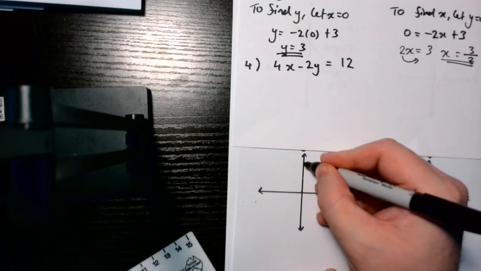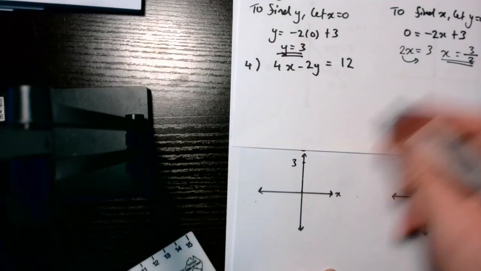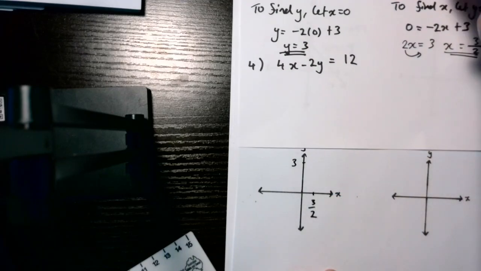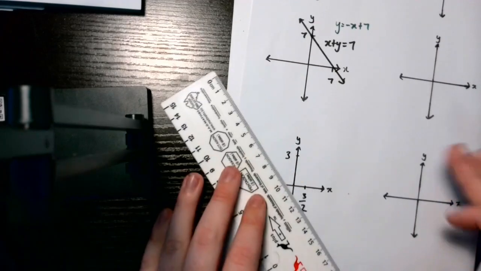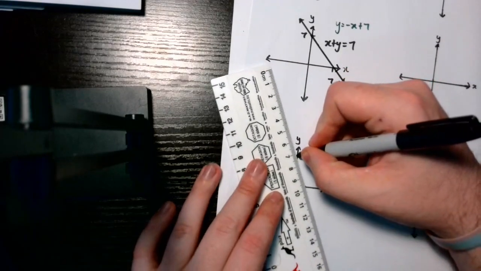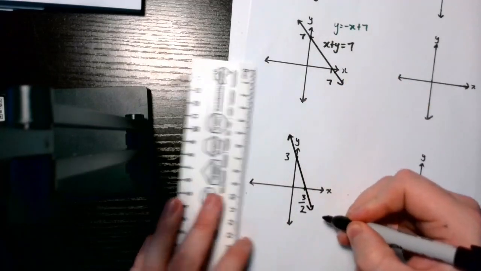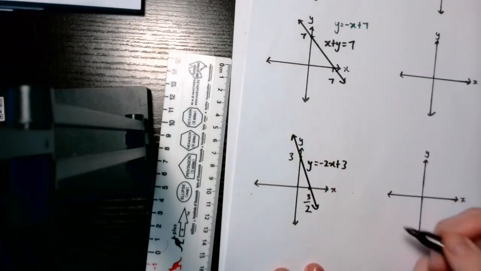So I do my y, and then I'm going to do my x-intercept as being 3 over 2. And I just label it exactly as it is with a fraction. I want to try and keep my answers exact. And then I just connect my intercepts together. I draw my line, I go a little bit past it, and I just label my graph as before.